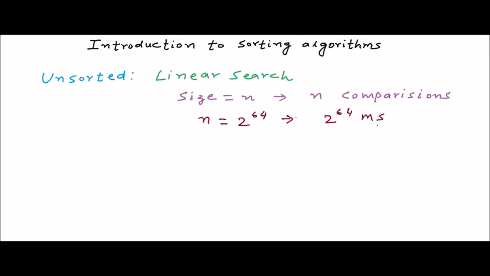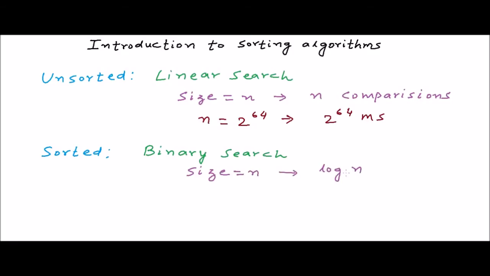If you try to convert this to seconds, hours, days, and so on, this will amount to some years. If our list, however, is sorted, we can use something called binary search. With binary search, if the size of the list is equal to n, it will take only log of n to the base 2 comparisons to perform a search. So if n is equal to 2 to the power 64, we will take only 64 milliseconds. I had taken n equal to 2 to the power 64 earlier to be able to perform this log quickly.